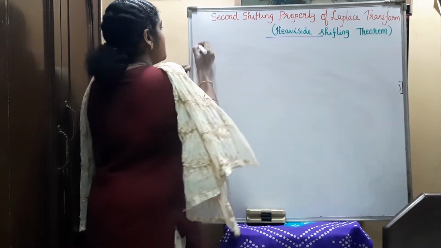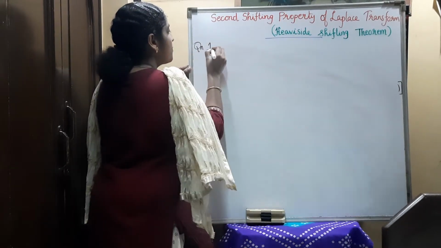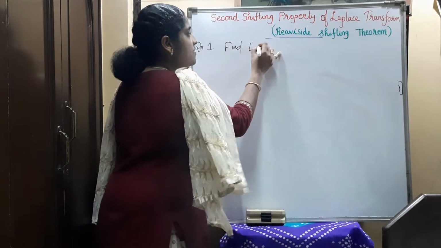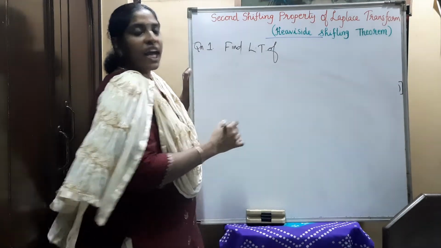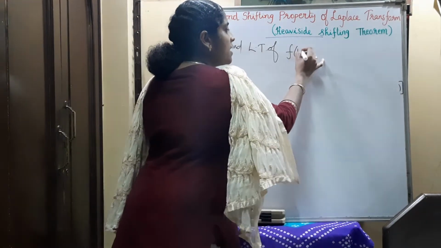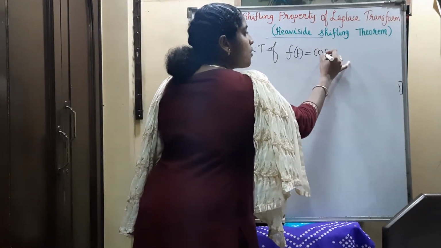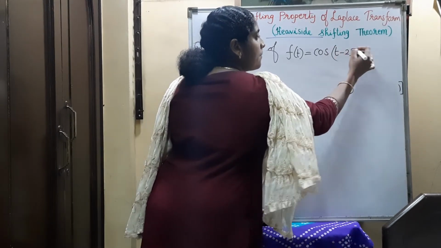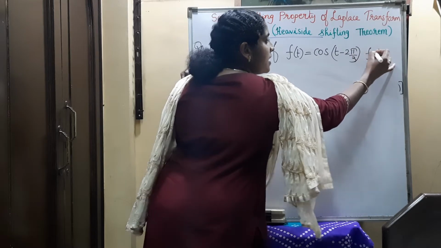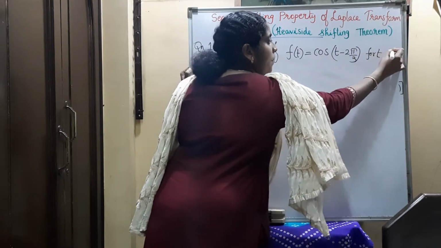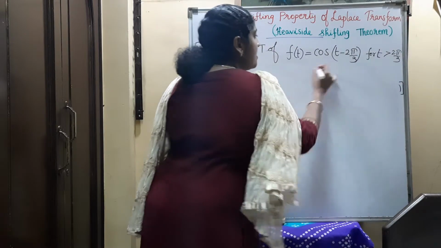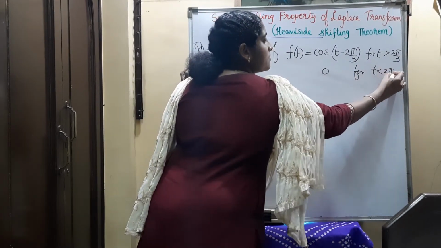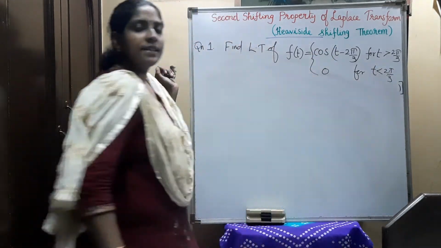The first question is, find the Laplace transform of f of t equal to cos of t minus 2 pi by 3 for t greater than 2 pi by 3, and its value is 0 for t less than 2 pi by 3. Okay, this is the question.